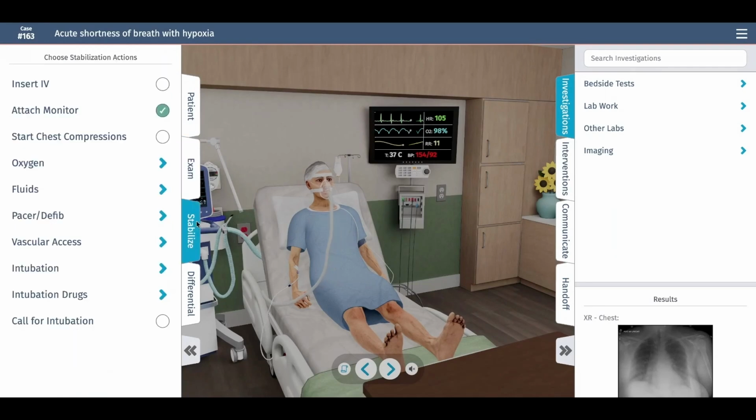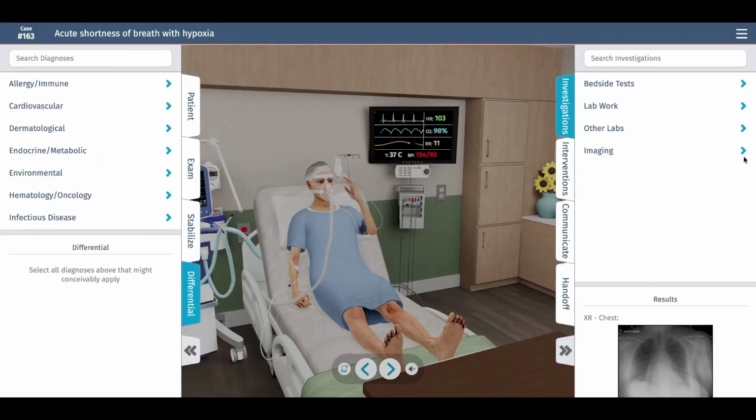Okay, so let's move through this systematically. Any additional stabilizations? I don't think so. She has IV access. This is not a situation in which we feel like we need to do high volume or rapid volume resuscitation, so I don't think we need another line. She clearly doesn't need chest compressions. She's on supplemental oxygen. She doesn't need fluids. Doesn't need to be intubated right now. Stop intubating people.